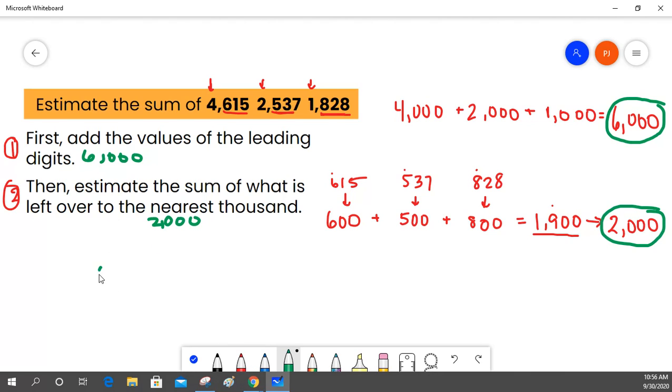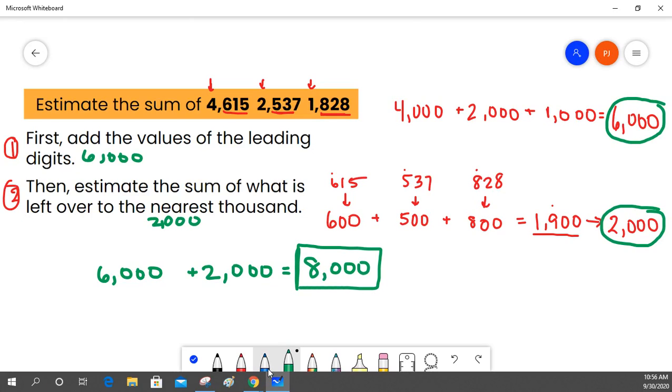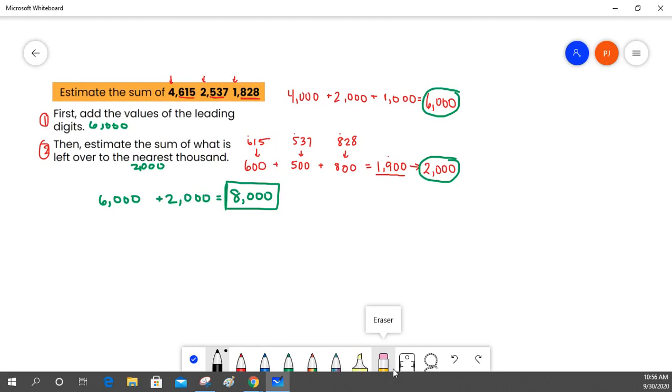So 6,000 plus 2,000, that equals 8,000. So my estimated answer is 8,000. How close is this estimated answer of 8,000? Well, we can add up these actual numbers and see how close we got.